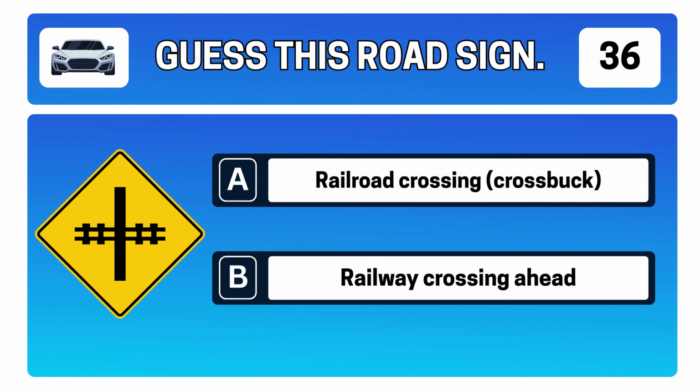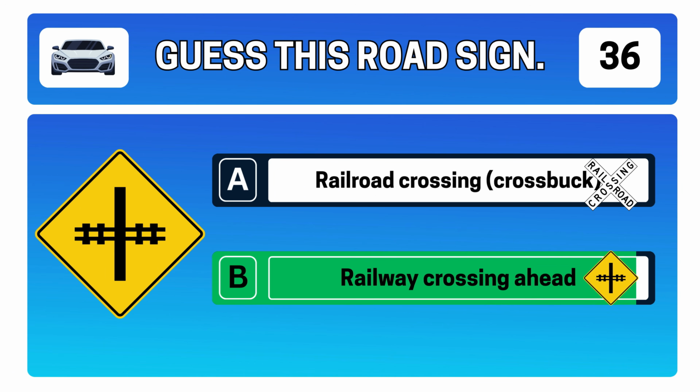What does this sign mean? A. Railroad crossing, cross buck. B. Railway crossing ahead. Right. It is the railway crossing ahead sign.